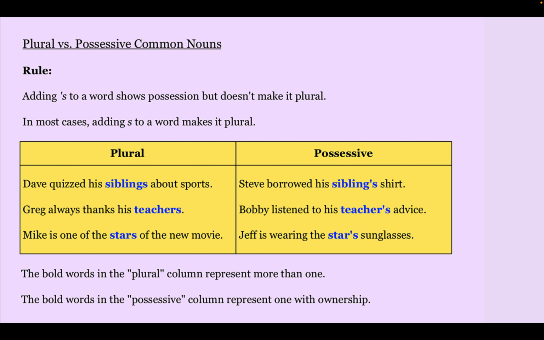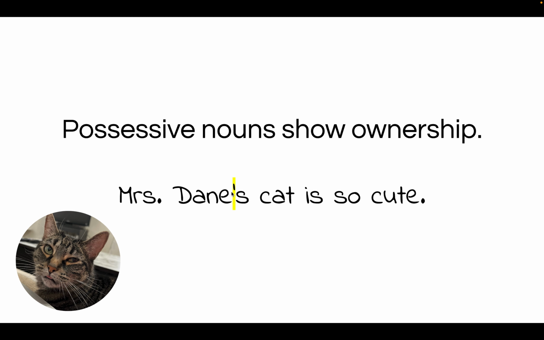Sometimes you have to add IES, take away the Y, add IES, or add ES to the end depending on the word and what letter it ends in. But most of the time, you can just add an S to the end of the word, and that is perfectly okay. Don't feel like you need to add an apostrophe to make things plural. An example, and I'm saying the same thing over and over again because I want it to stick with you, okay? Possessive nouns show ownership.